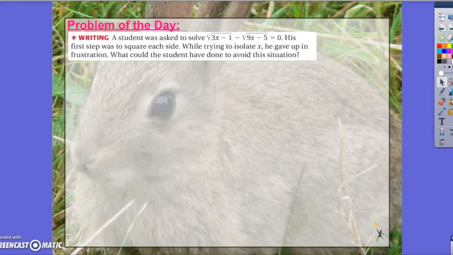Alright, so today we continue on with lesson 6.6 part 2. Pause the video and read the problem of the day and solve it. Think about what could the student have done to avoid the situation that they did, the problem.